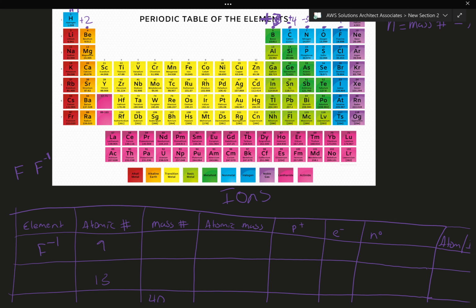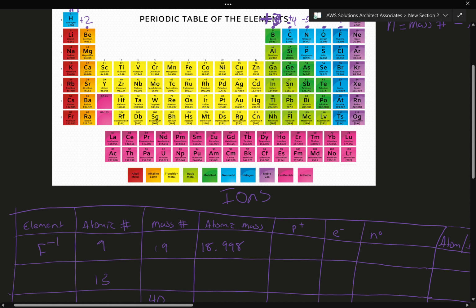So the mass number of fluorine ion is this number, but remember we need to round it, okay? So it's 19. And then the atomic mass is that exact number over there, which is 18.998. And the number of protons for fluorine ion is, of course, the same. Remember, protons never change, ever. You never change protons. If you change protons, you change the element.